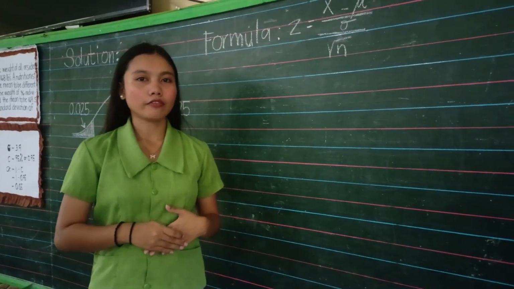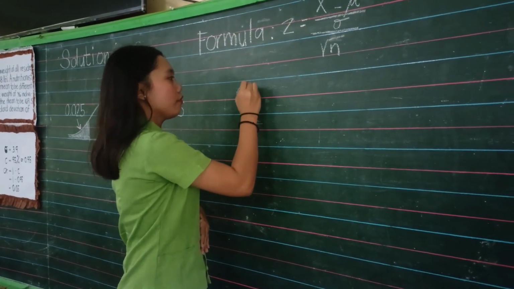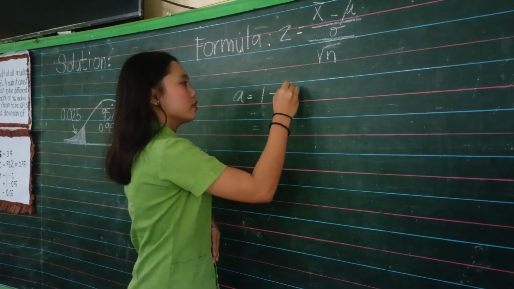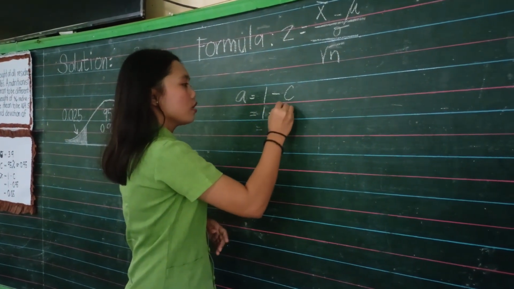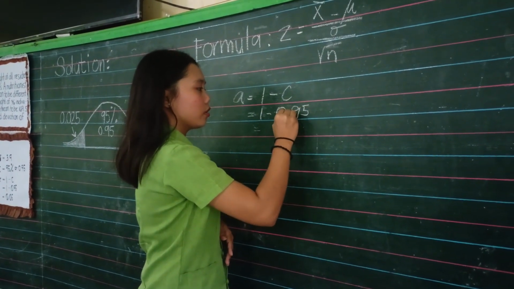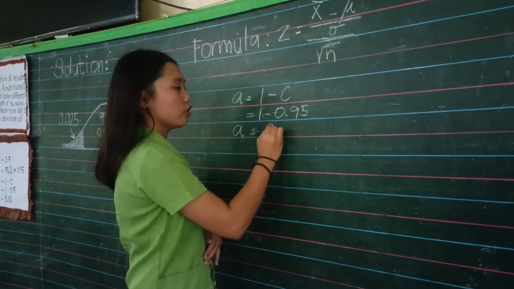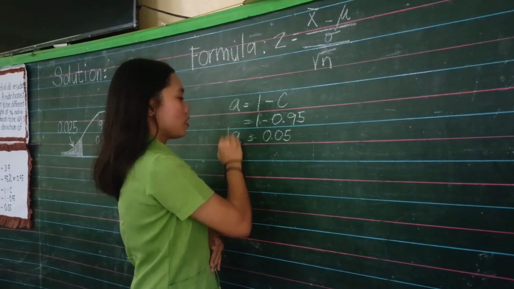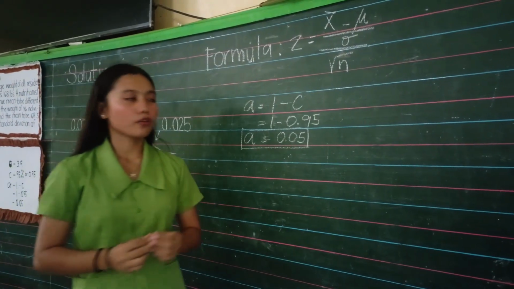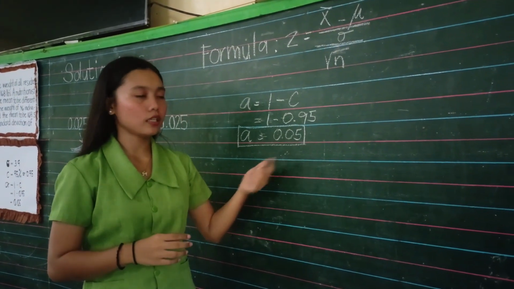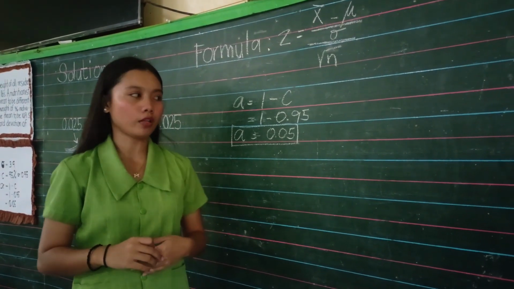In order to get the alpha, we must subtract the confidence level from 1. So our formula is alpha is equal to 1 minus the confidence level. Our value for the confidence level is 0.95. So alpha is 1 minus 0.95, which is equal to 0.05. So this is the value of our alpha. We are going to use this to compare with the p-value to decide whether we must reject the null hypothesis or accept the null hypothesis.